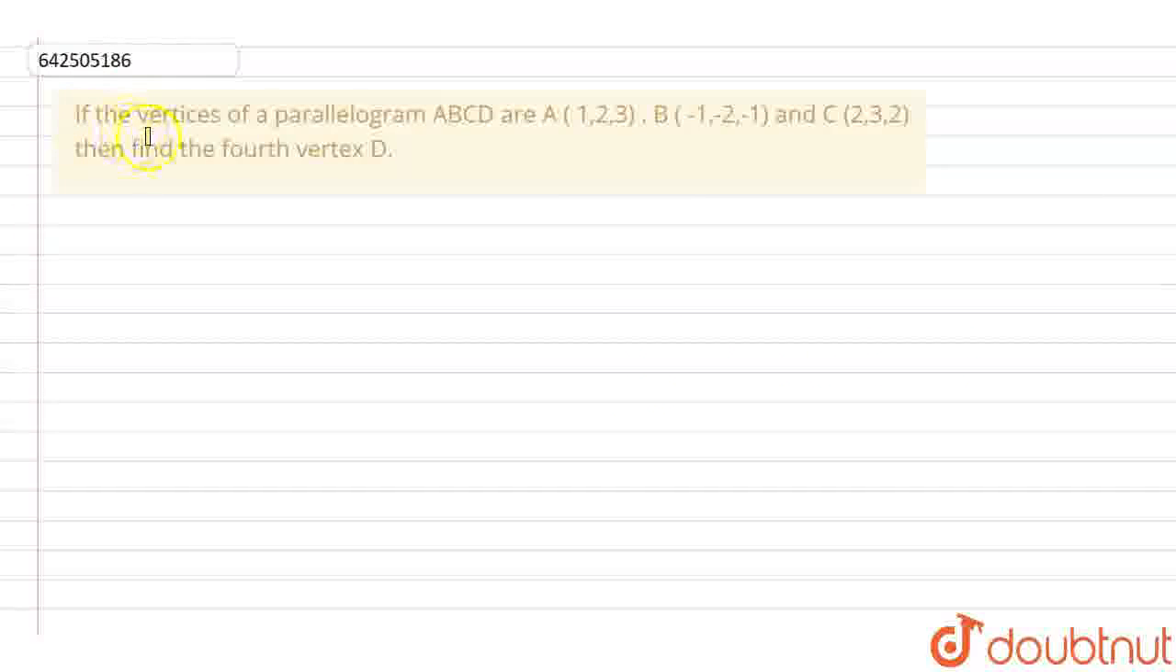In this question, it is given that the vertices of a parallelogram ABCD are: vertex A is (1, 2, 3), vertex B is (-1, -2, -1), and vertex C is (2, 3, 2). We have to find out the fourth vertex, that is D.